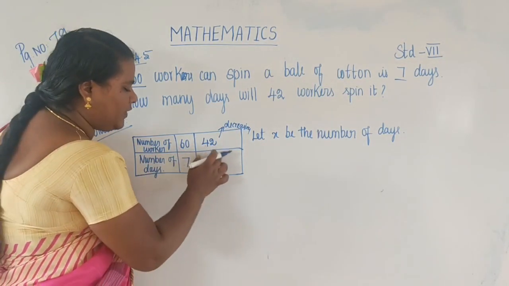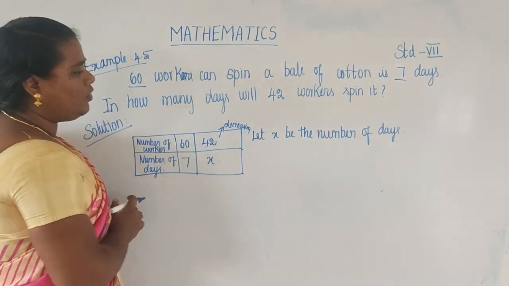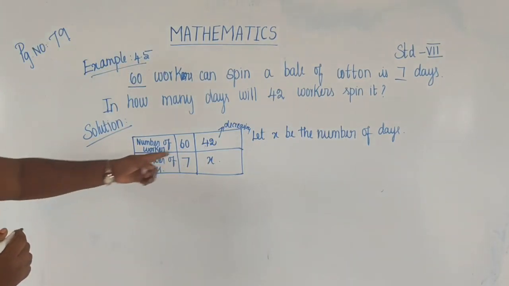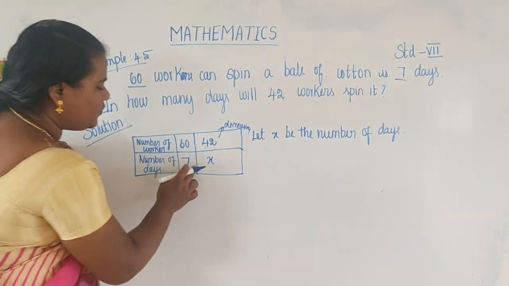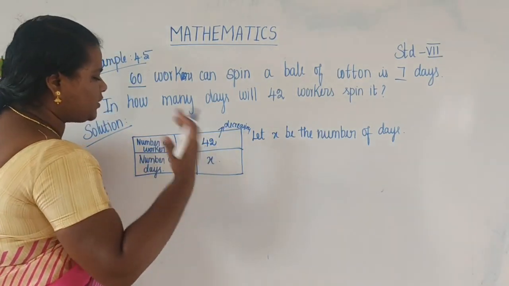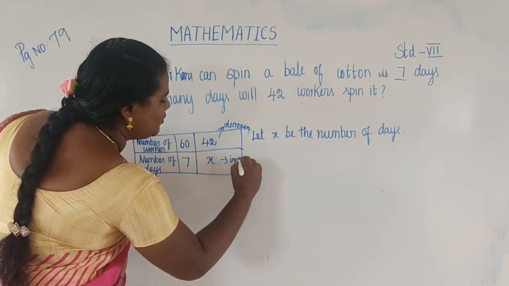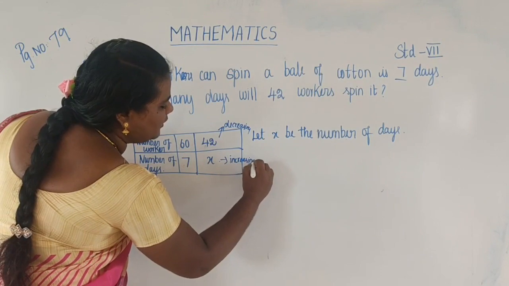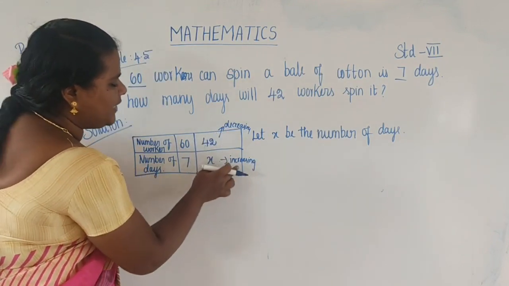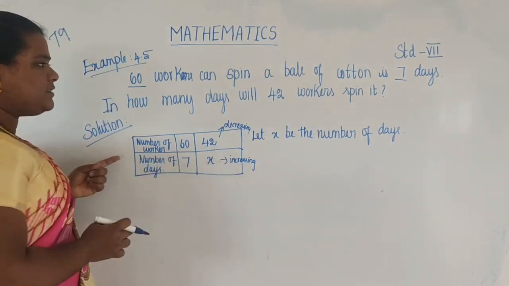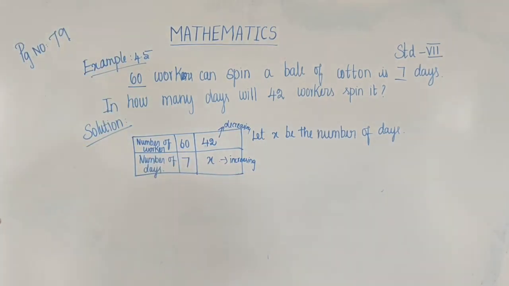So we take some x, students. We take x as the number of days. This one is decreasing, this one is 7, and this one is some large number. So this one is increasing. One decreasing and the other increasing, so this is an inverse proportion.